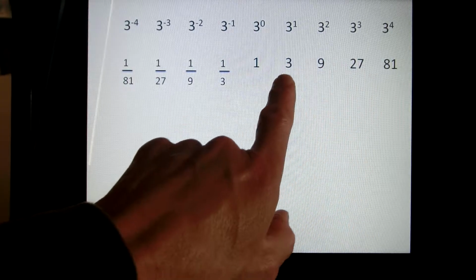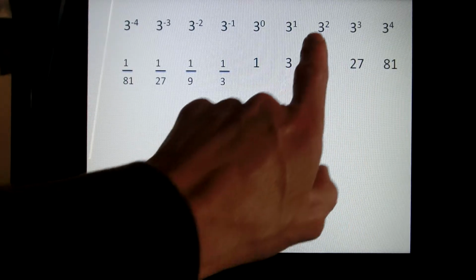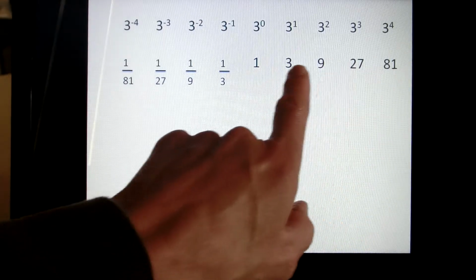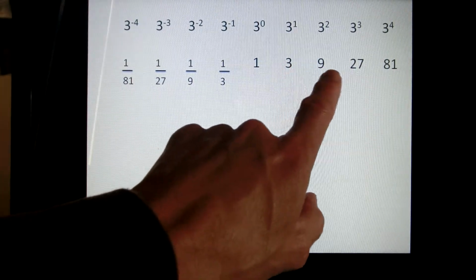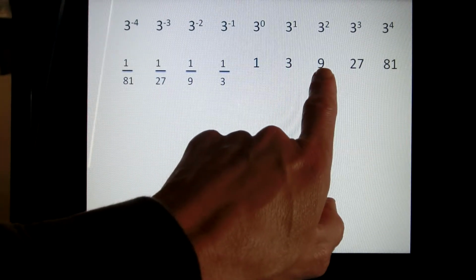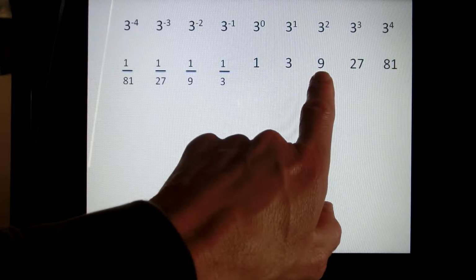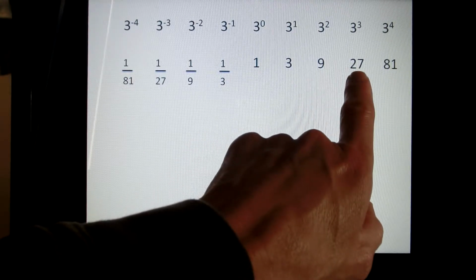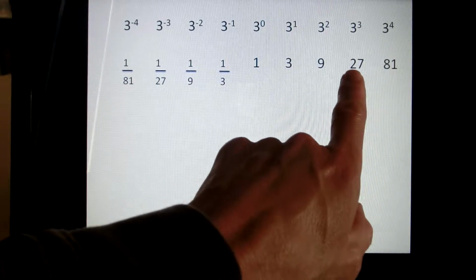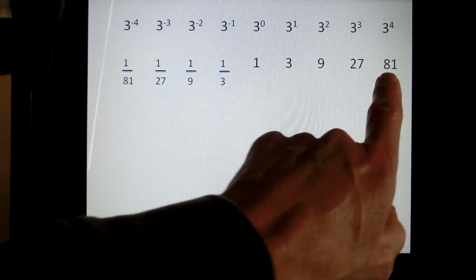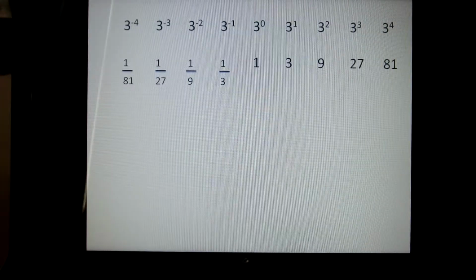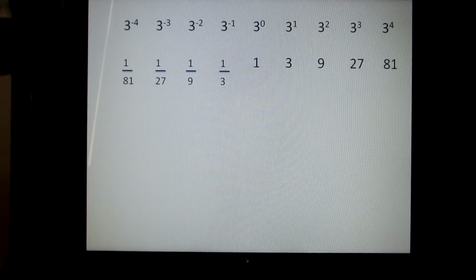And what is happening here is you're just multiplying by an additional 3 each time. So going from there to there, you're timesing by 3. If you're going to 3 cubed, you multiply by 3 again. 3 nines are 27. If you go to 3 to the power of 4, you multiply that by 3 and you get 81. So as you move up the powers of 3, you are multiplying by 3 each time.